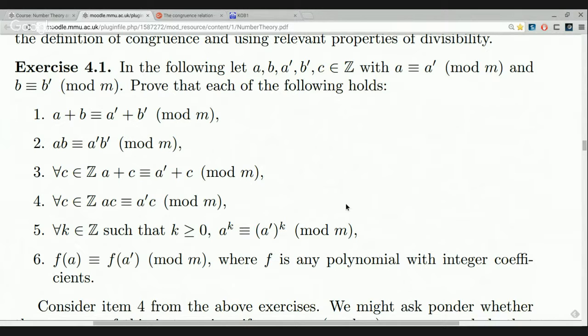The final result is going to be that when you evaluate the polynomial at A and A prime, you're going to get different integers, because A is a different integer to A prime. So these values are probably going to be different, but they'll be congruent. So evaluating a polynomial preserves the congruence. If A is congruent to A prime to begin with, the values f of A and f of A prime are also congruent. So that's nice.